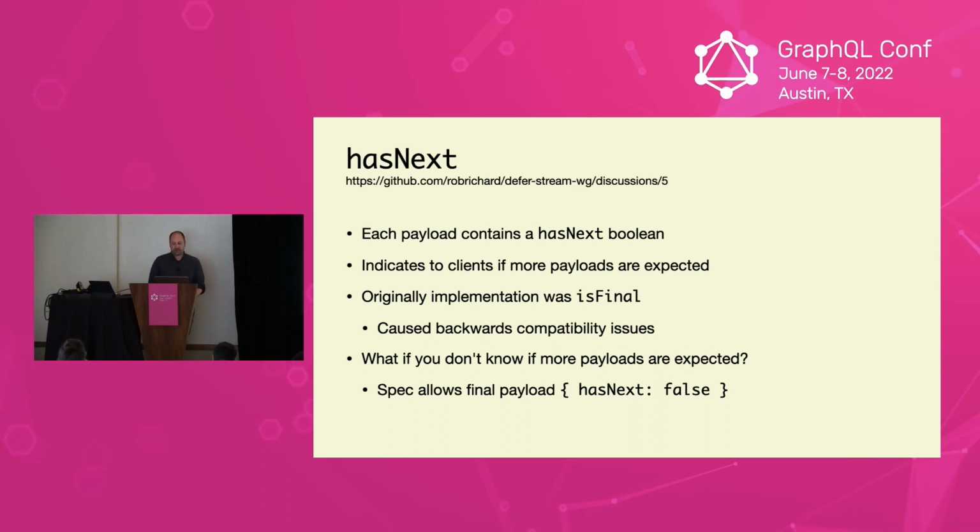But we found that caused backwards compatibility issues, where if a client is communicating with a server that doesn't implement defer stream, it's not going to see that isFinal because it's not in the spec as it is today, and it'll get stuck waiting for more payloads. So we decided to inverse it, call it hasNext.